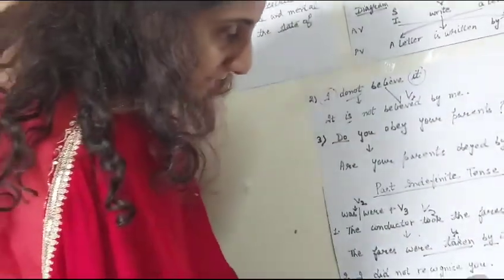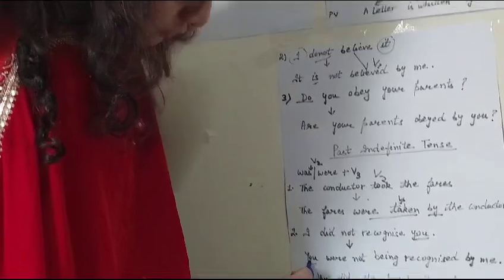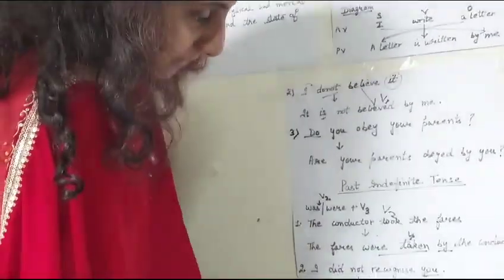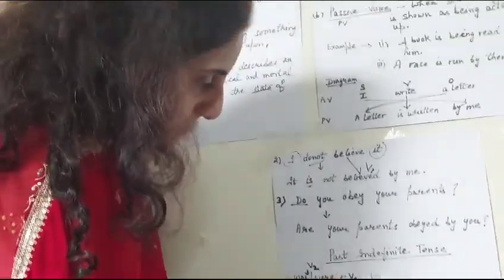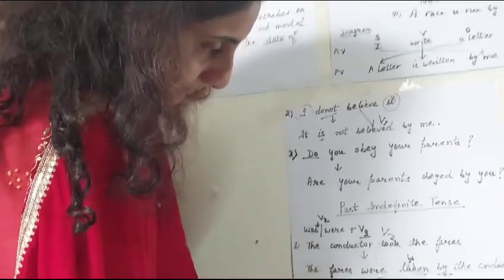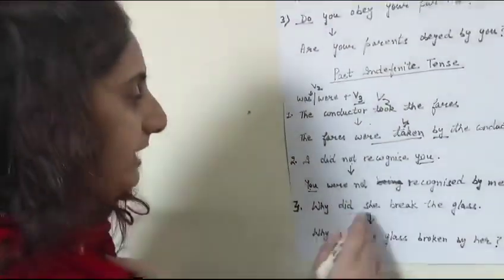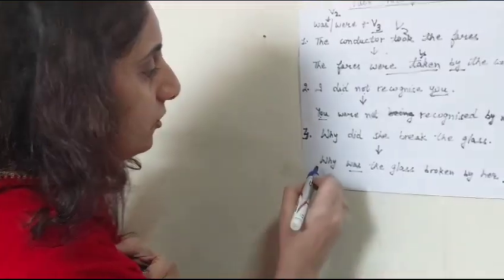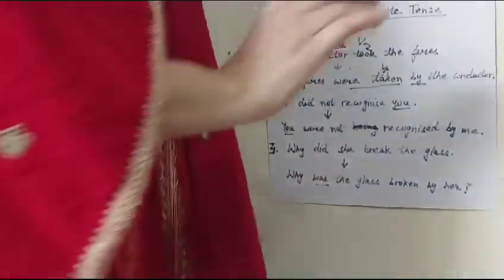I did not recognize you. So you will become the subject. You did not will be changed into was or were not, and the third form of the verb: recognized by me. Last, why did she break the glass? So did will change into was. Why was the glass broken by her?